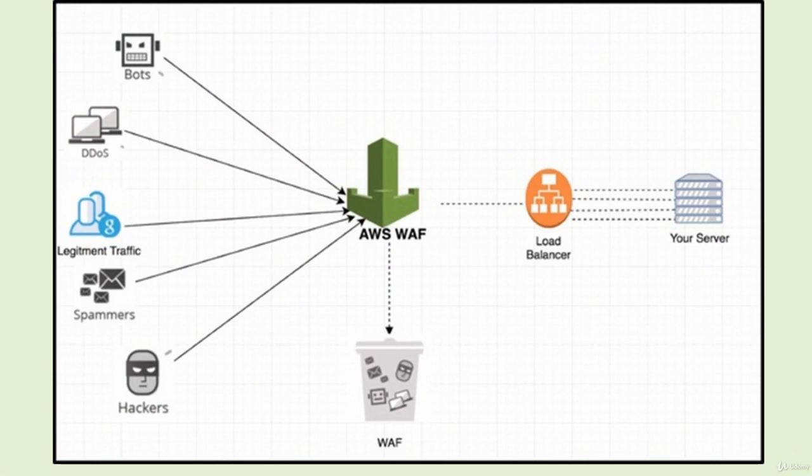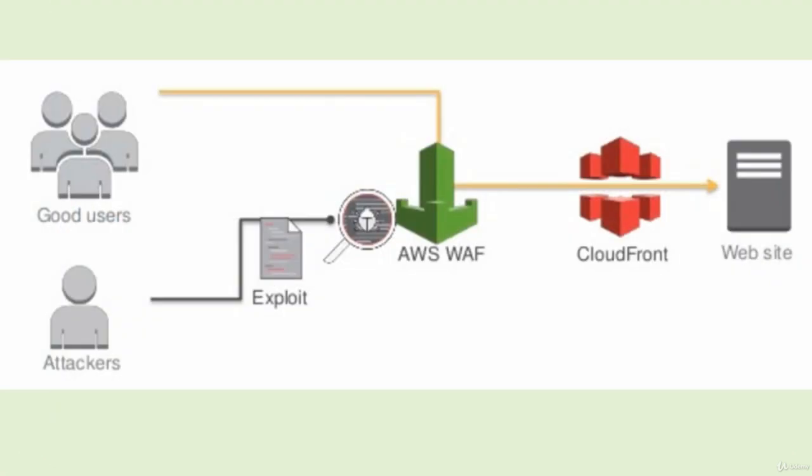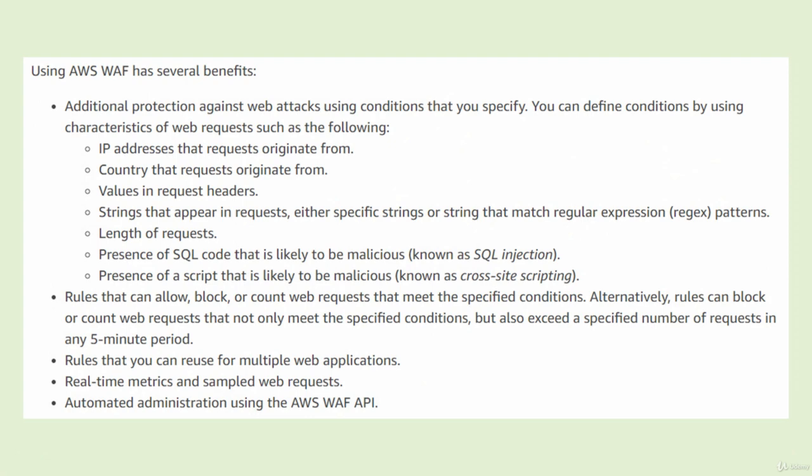WAF allows you to protect your web applications or server from different kinds of malicious bots, distributed denial of service attacks, DDoS attacks, or ping of death attacks from spammers, from hackers, and other malicious actors. It will be a very secure end for your server. It could differentiate between an attacker and a good user to a certain extent. For passing data from CloudFront to a website, it will be an added security layer.